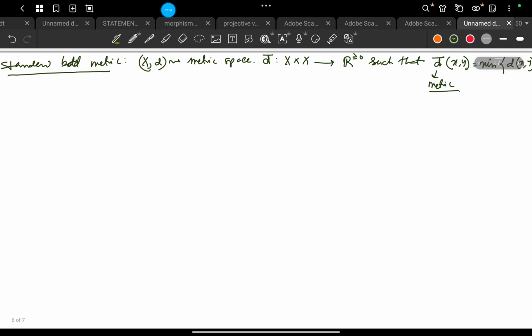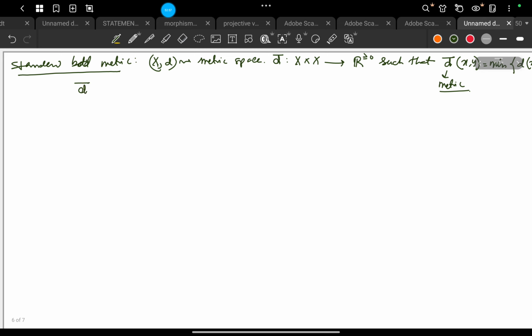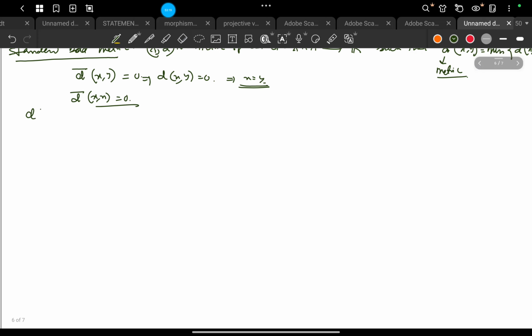Like suppose, let's say, d bar of (x, y) is 0. So basically that means d of (x, y) must be 0, right? So that means x equals y. And conversely also, d bar of (x, x) is 0. And also d of (x, y) is the same as d of (y, x). Then d bar of (x, y) is the same as d bar of (y, x).